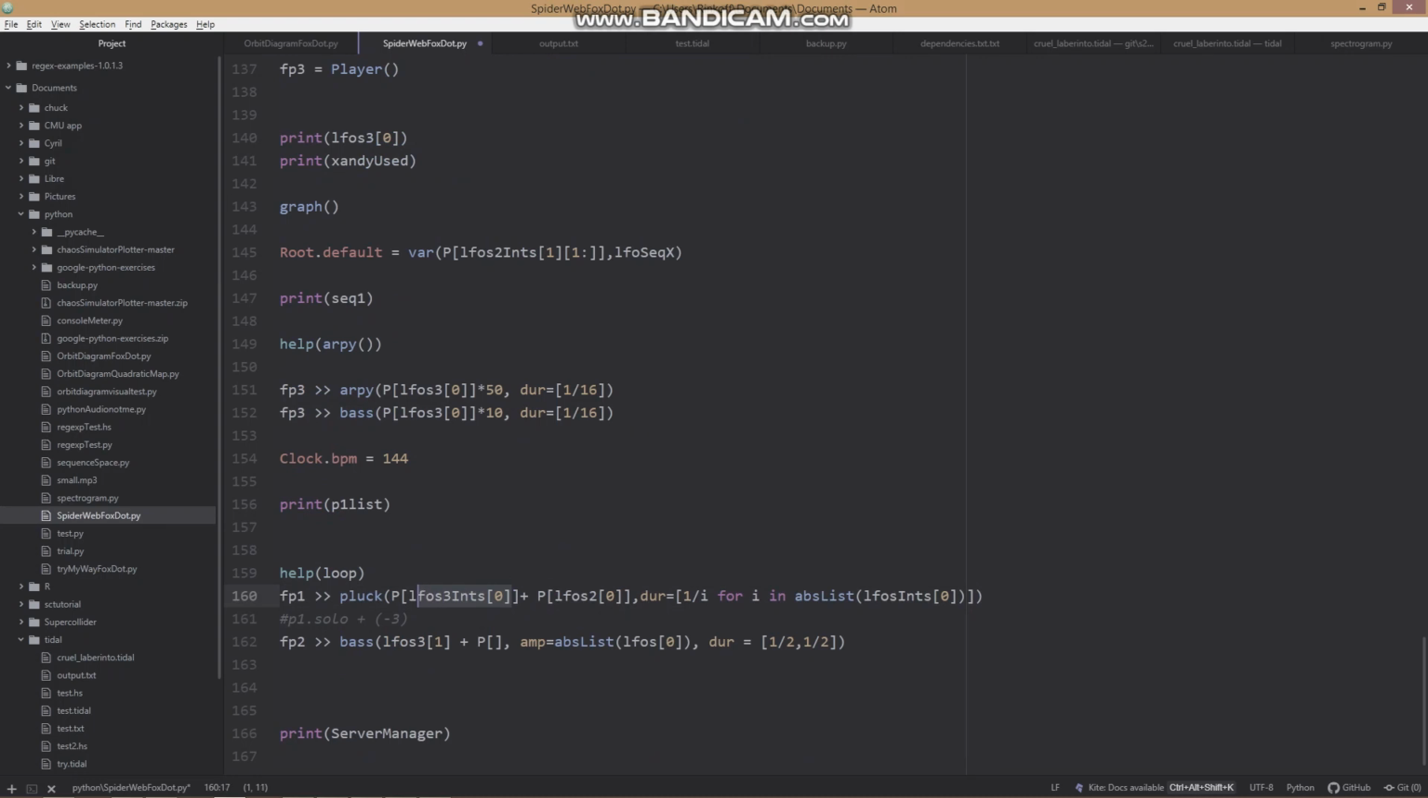This is going between the values of the raw LFO output. Actually, it's not the raw, it's converted to integers. Plus this is the raw output of the x parameter, the second LFO. The duration is set to 1 over the integer value of the x value of the first LFO.